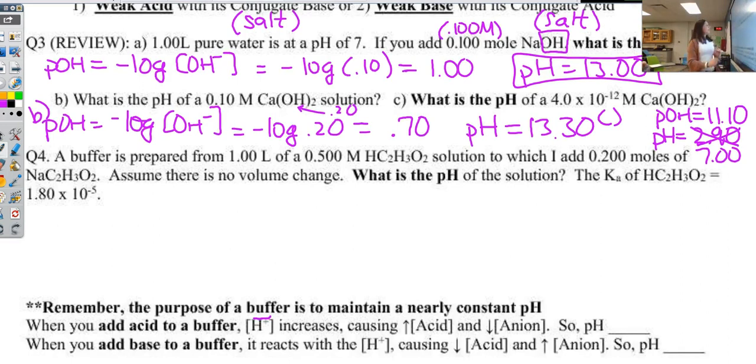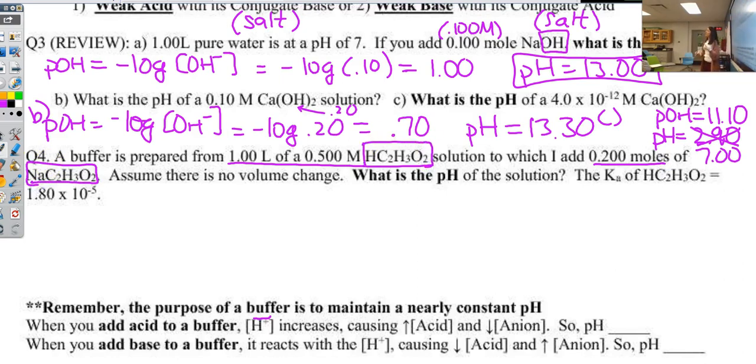It says, a buffer is prepared from 1 liter of 0.5 molar, I always like to underline things, of an acetic acid solution. So I know I'm seeing a weak acid. And by the way, sometimes they may not even tell you it's a buffer. It may not say it's a buffer, but if you see that it's a weak acid, you're going to see this, okay? And then it says I add 0.2 moles of NaC2H3O2.